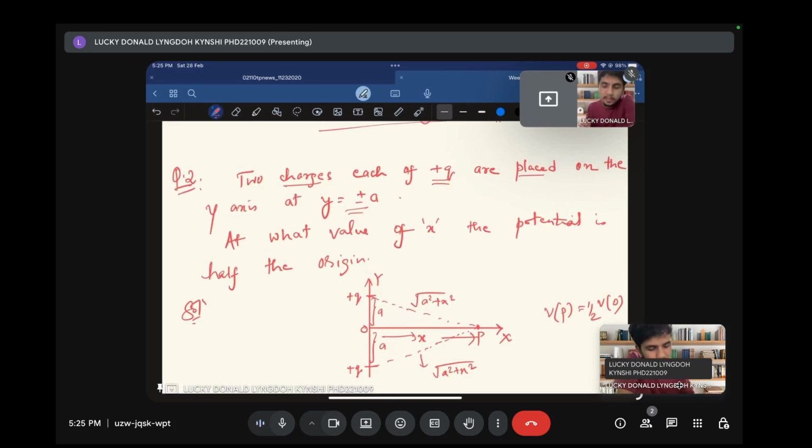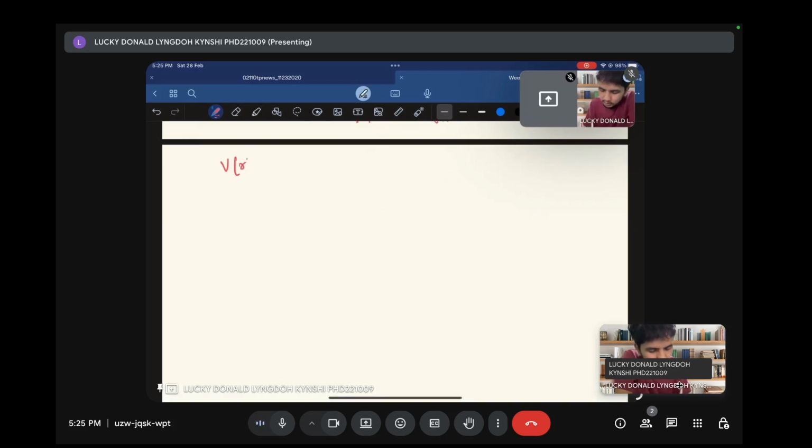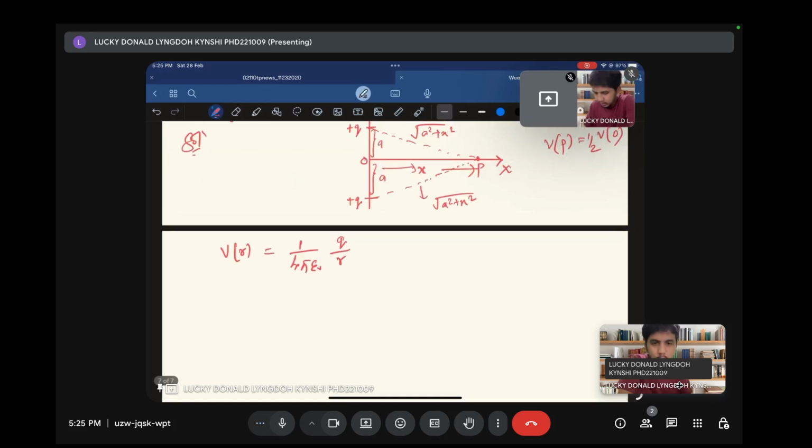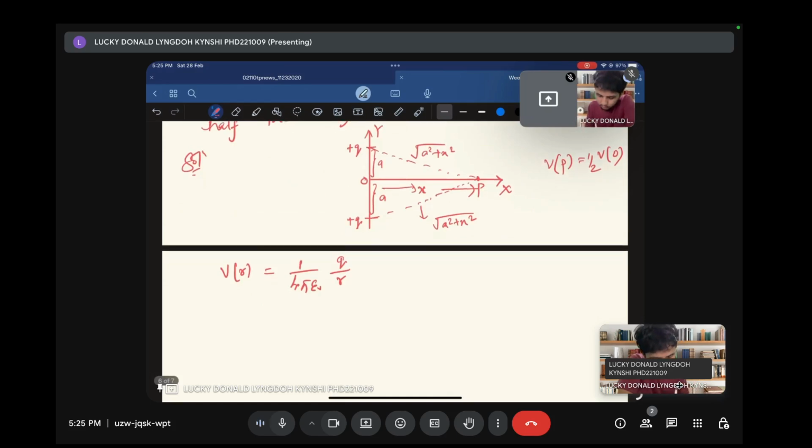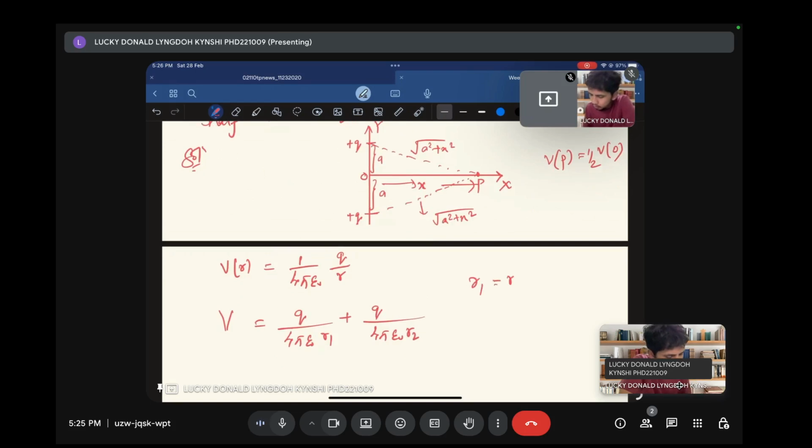Potential at any distance r is equal to 1 by 4 pi epsilon naught, Q divided by the distance, right? But now there are two charges, so it will sum up. So what is the total potential at the point P? It is Q divided by 4 pi epsilon naught r1 plus Q divided by 4 pi epsilon naught r2. Let's say r1 is equal to r2 is equal to root over of a square plus x square.